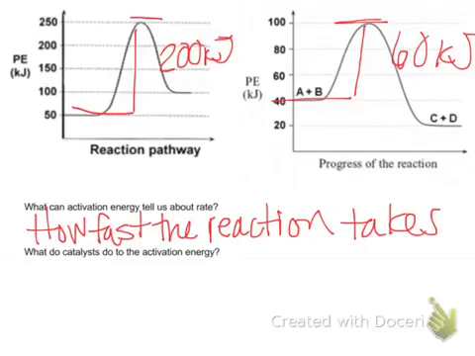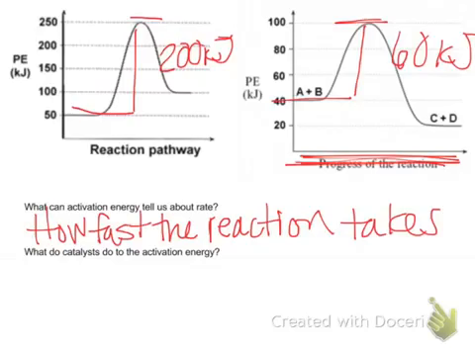So which one of those things do you think is going to be harder? The one that takes 200 kilojoules or the one that takes 60 kilojoules? 200 kilojoules. That mountain looks really steep. So which one's going to be faster? The shorter one. So that would mean that this graph over here would be my fastest reaction because my activation energy is lower. So that makes a lot of sense. If it takes less energy, it should go faster.